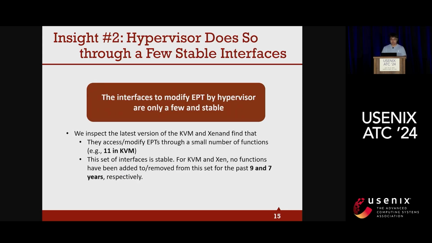The second insight is that modifications to the second-level page table by the hypervisor are limited to a few and stable interfaces. For example, there are only 11 places in Linux KVM, and those interfaces remain stable for many years. Therefore, our solution is to split and coalesce the second-level page table, and bypass all the other operations, and we maintain the consistency based on those two insights.